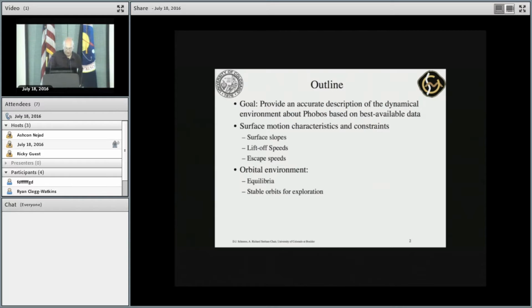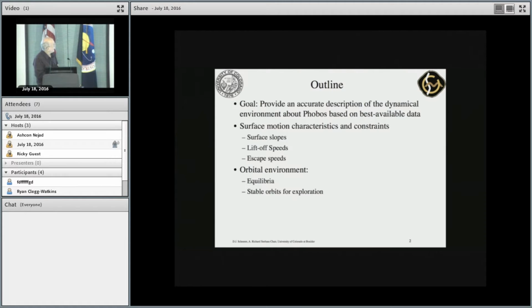So, as I just said, the goal here was to provide an accurate description of the dynamical environment about Phobos, and we wanted to base it on the best available data. What do I mean by dynamical environment? It really has much more of an exploration focus and context, although I'll pull in a little bit of science at the very end.